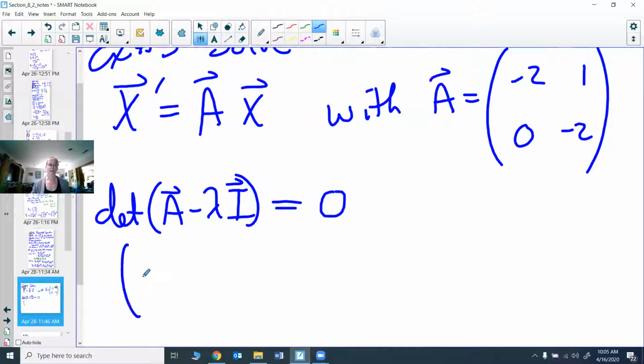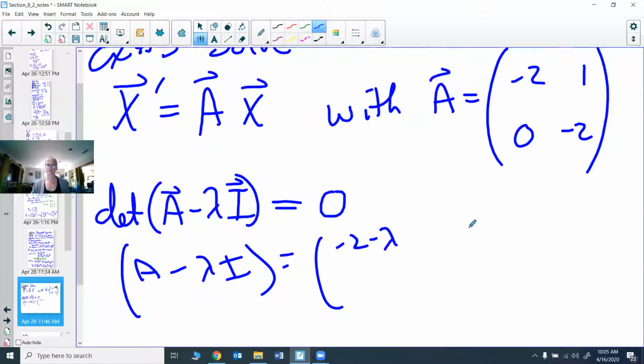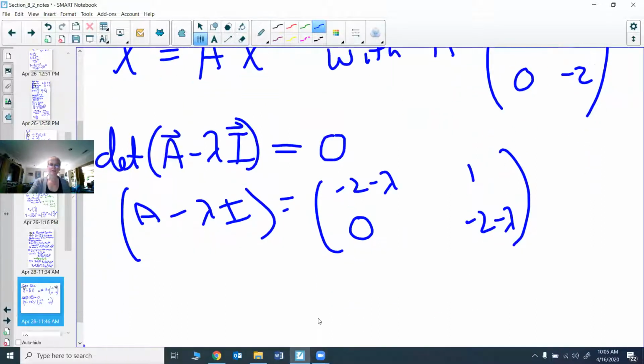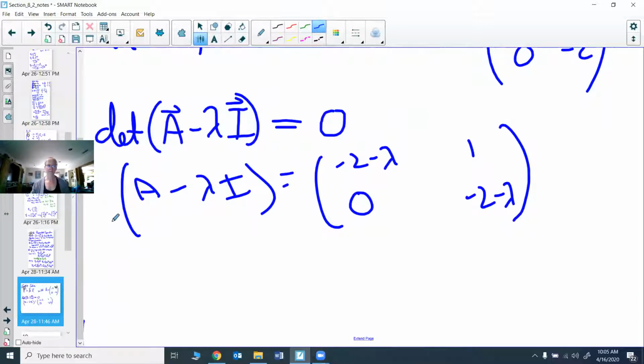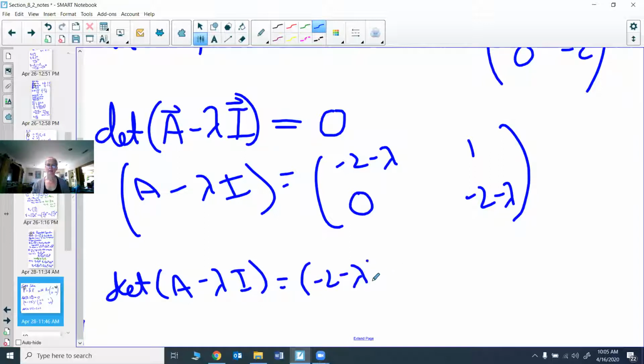So we're going to have A minus lambda I. That would mean, again, lambda is subtracted off the diagonal. So that's what A minus lambda I is. And then we're going to find the determinant of that. The determinant of A minus lambda I would be equal to negative 2 minus lambda times negative 2 minus lambda minus 0 in this case, because 0 times 1 is 0. And that equals 0.